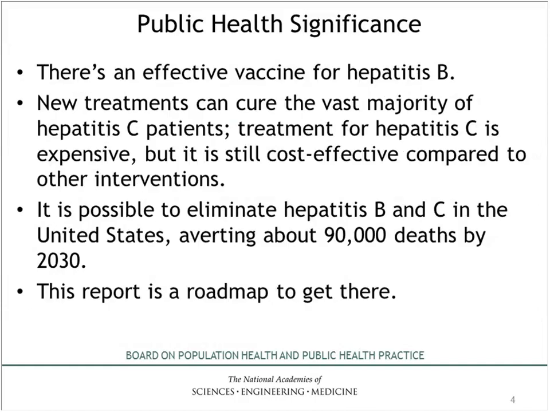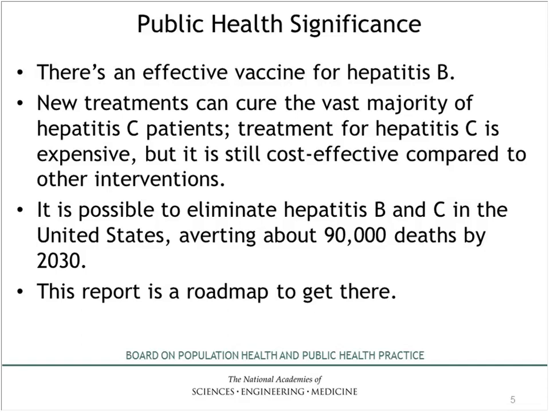What has changed? Why the attention nowadays on hepatitis? There really has been a dramatic change in our armamentarium to be able to address this problem. There's an effective vaccine for hepatitis B, and now there are new treatments that can cure the vast majority of hepatitis C patients as well. Treatment of hepatitis C is expensive, and we'll talk much more about that, but it is still cost-effective compared to other interventions. So though it's expensive, its efficacy is so high that when you look at its benefit compared to its cost, it's actually quite reasonable compared to much of the rest of what we do in medicine.